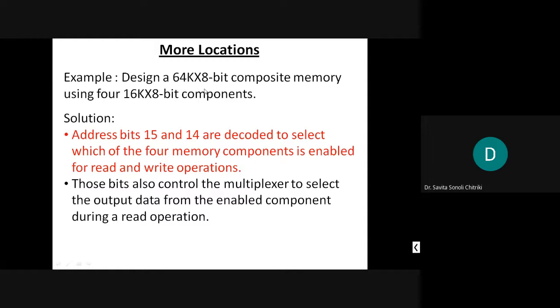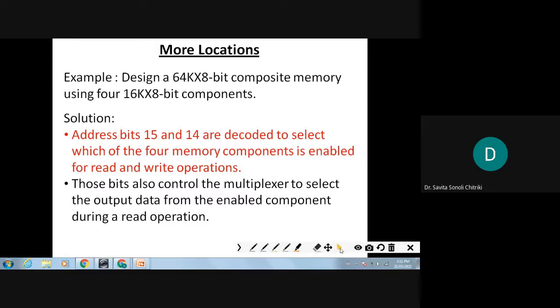Design a 64K cross 8-bit memory. You need to design a 64K cross 8-bit composite memory using 16K cross 8-bit components. All of you quickly do this and show me. The width remains the same, only 8. You will have to make 16K into 64K. You just tell me, how do you do it?